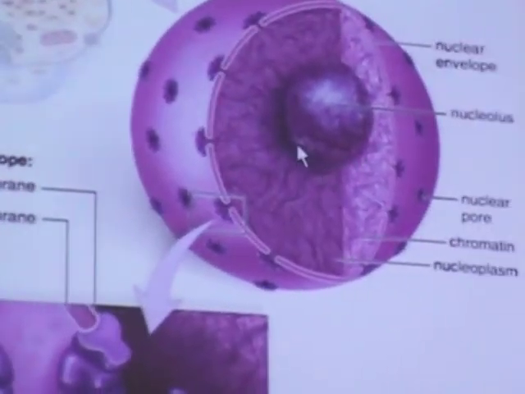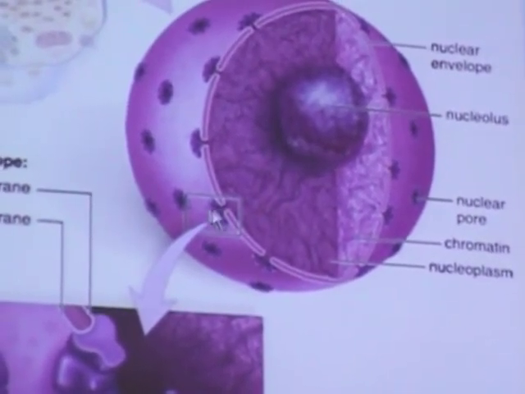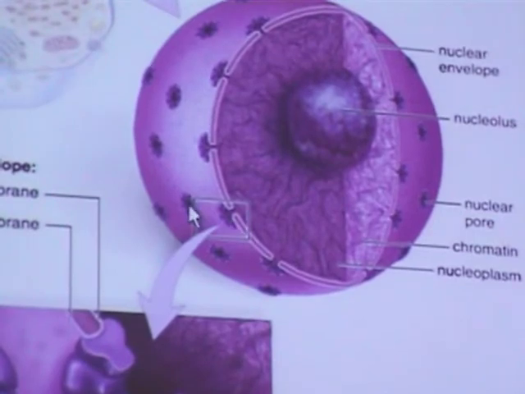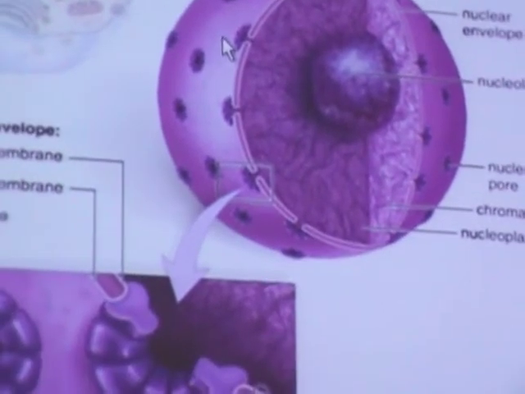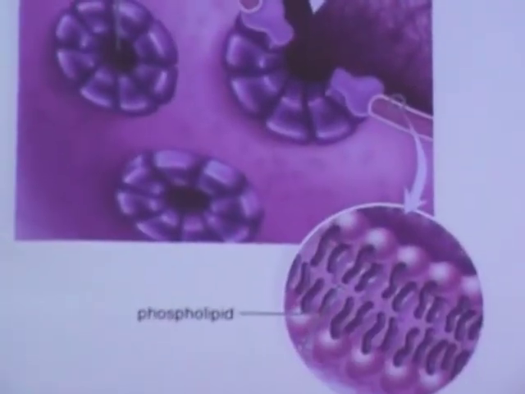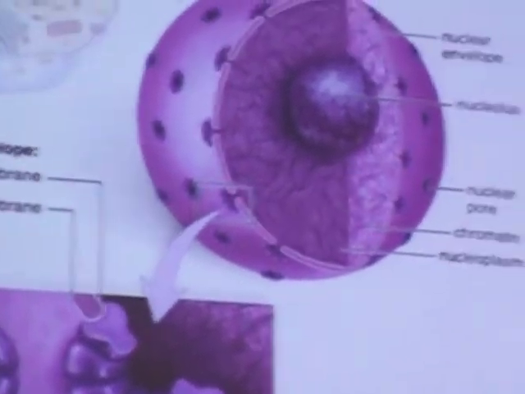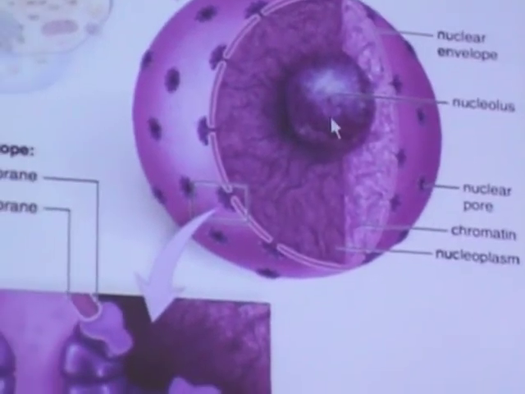And the instructions will be copied and carried out of the nucleus through these little holes. See those little holes there? They're called nuclear pores. Stuff can actually come out of the nucleus through these holes and into the rest of the cell. Information can come out. So this is like the manager of the cell, the brains of the cell.